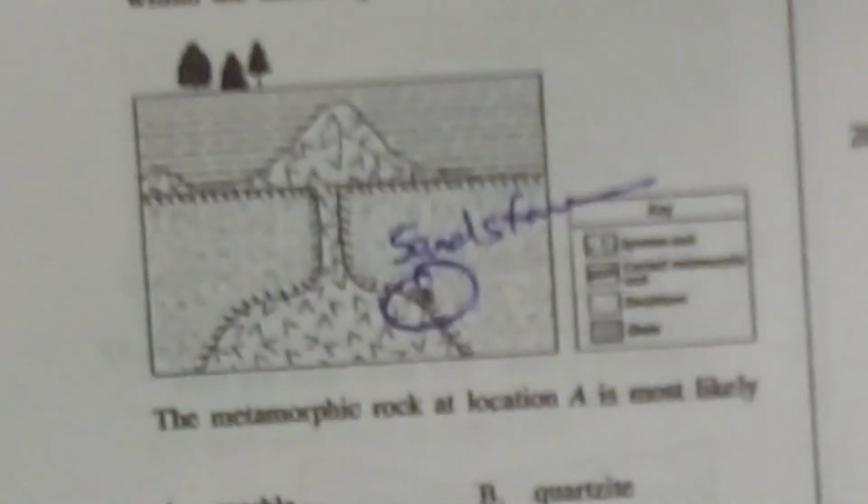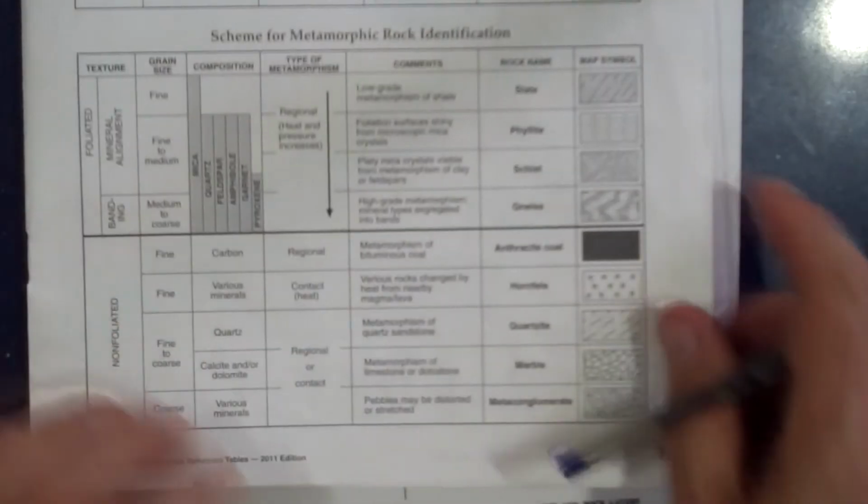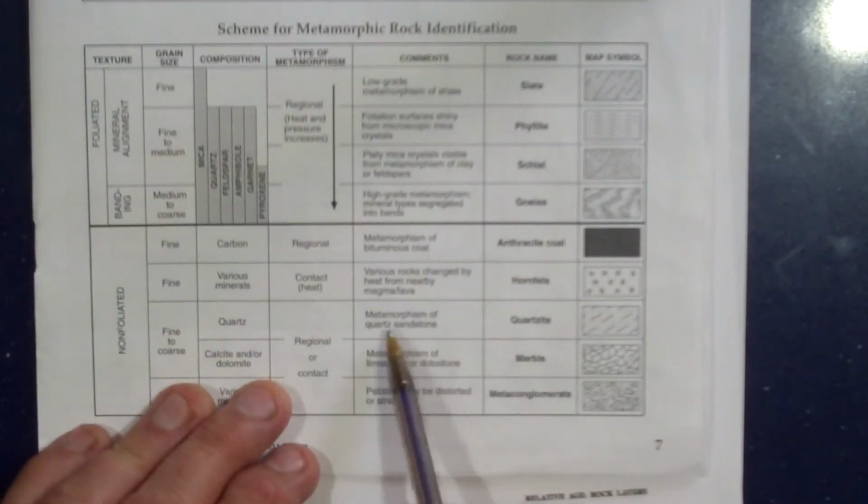Number 17, the folding of rock layers G through C was most likely caused by, when we see folding like this, it's usually caused by tectonic pressures between two plates colliding. Number 18, the metamorphic rock at location A is most likely. We look at this type of rock here. This is a sandstone. And when sandstone undergoes contact metamorphism, it will change. According to the reference table, the metamorphism of quartz sandstone results in quartzite.